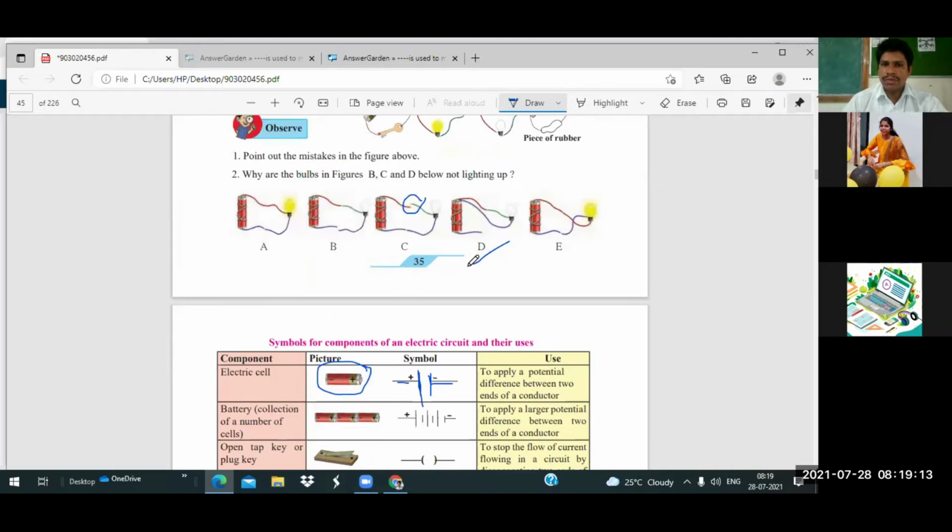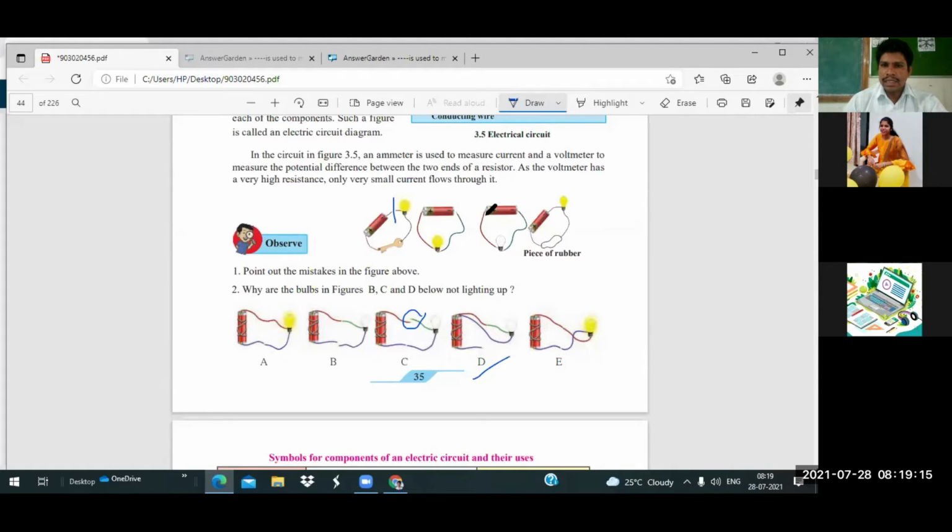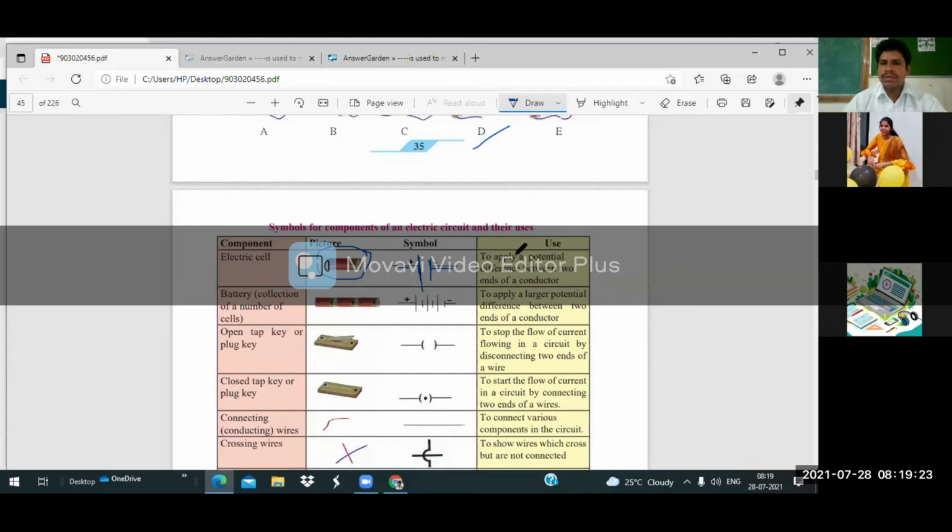Suppose you see here, this is a cell and we have connected one conducting wire to its two ends. So it is used to apply the potential difference between two points or two ends of a conductor. Then second, battery. What is the battery?